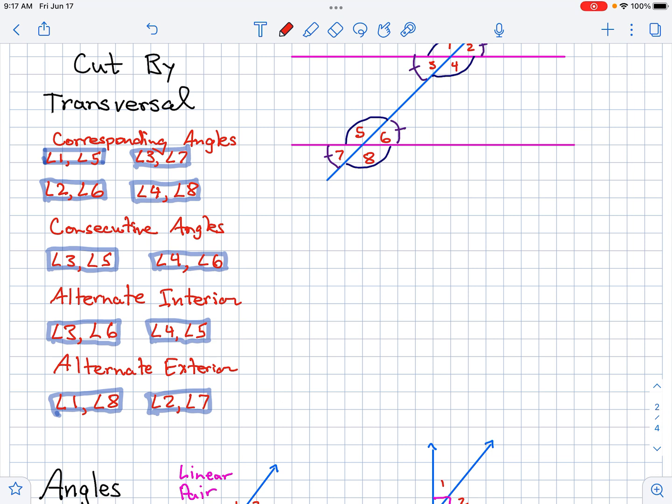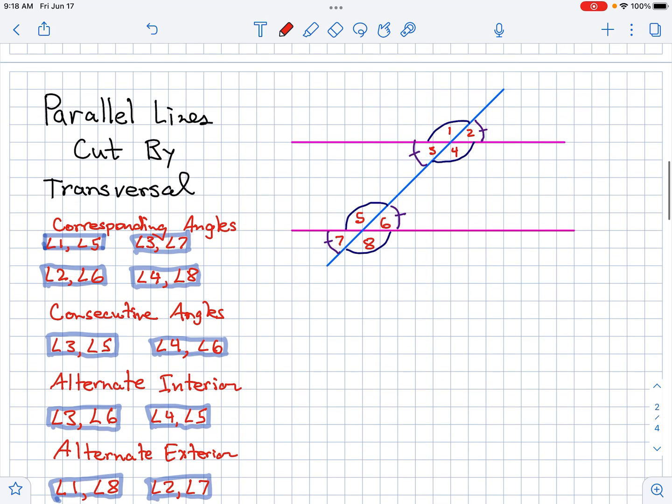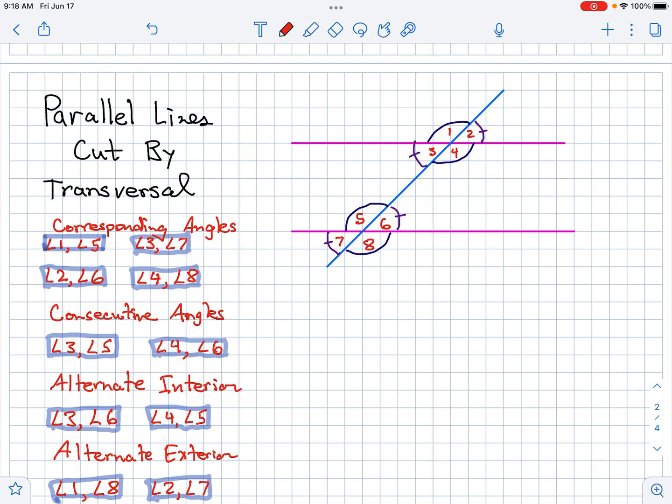Now, here's the deal with these 8 angles. The pairs, each pair that you look at, they are either equal to each other or supplementary to each other. So, I've shown that here. Angle 1 is congruent to angle 5. Angle 4 is congruent to angle 8. Angle 4 is congruent to 1. Angle 8 is congruent to 5. You can see how I've got them here.